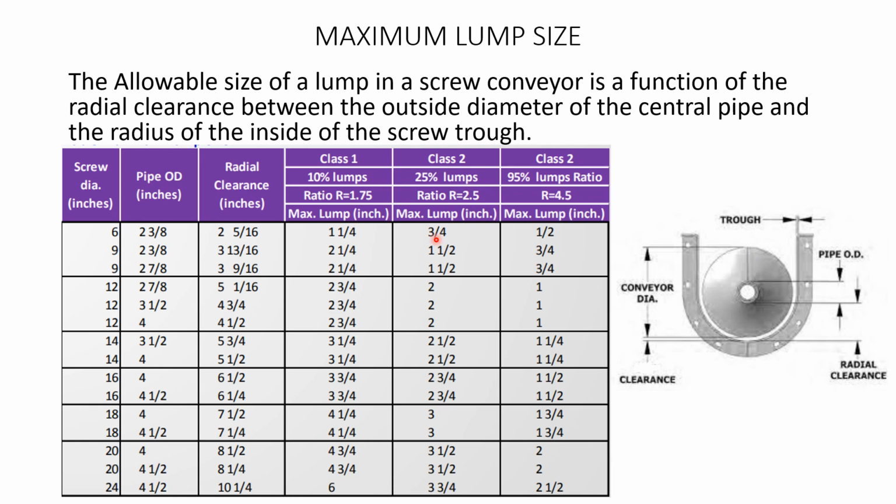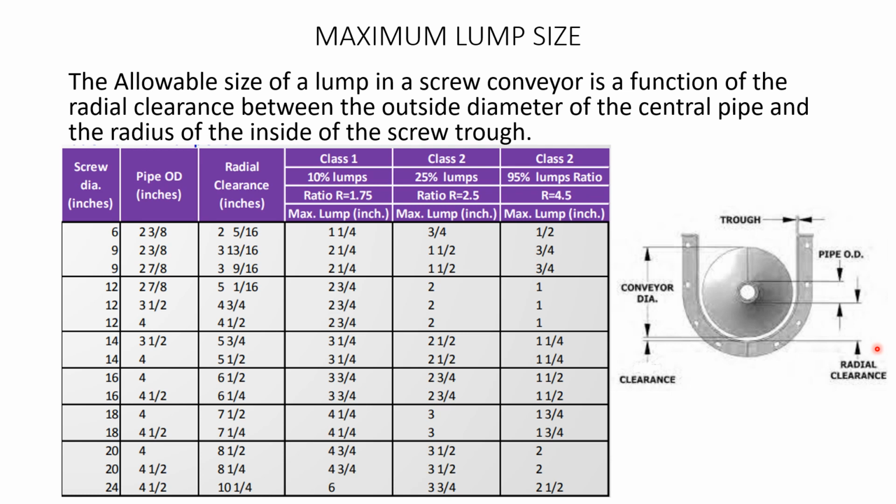So, maximum lump size. If you see in this picture on the right side, this is the trough conveyor. From this end to this end we have the conveyor diameter, and from the conveyor diameter end to the bottom of the trough, we call it a clearance. And from the bottom of the trough to the bottom of the shaft, we call it the radial clearance. Okay, so why do we go to lump size?